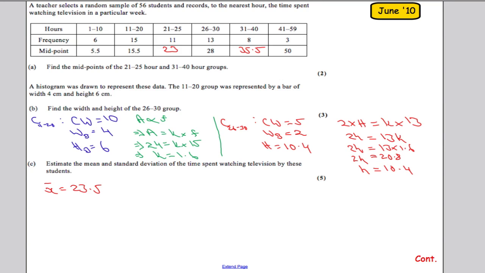So 10.71, or 10.7 in this case, will do for 3 significant figures. That'll get you your 5 marks nice and easy. Just be very, very careful when you're entering the values into your calculator. But let the calculator do all the hard work.